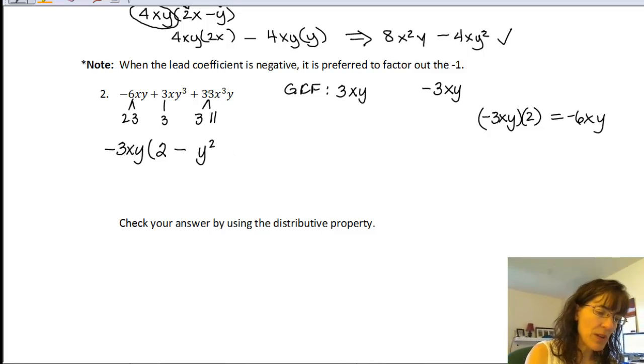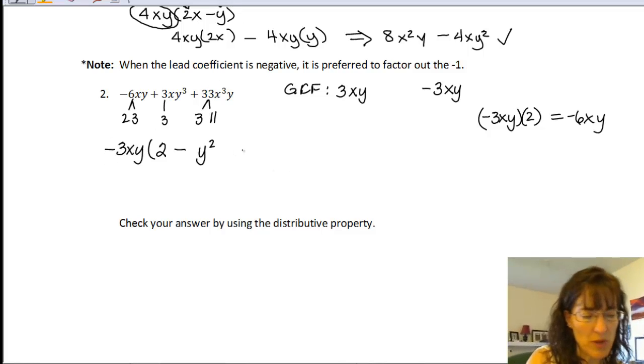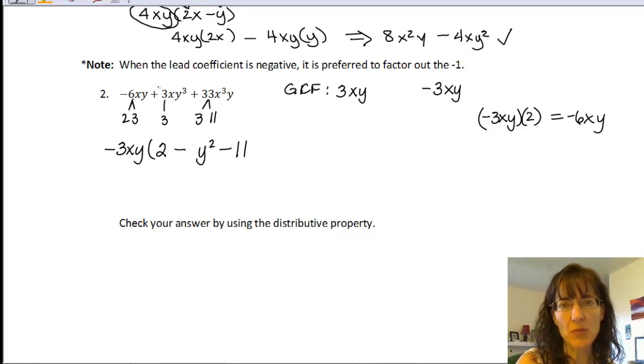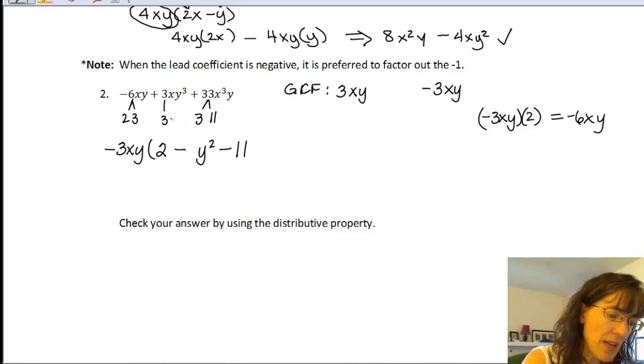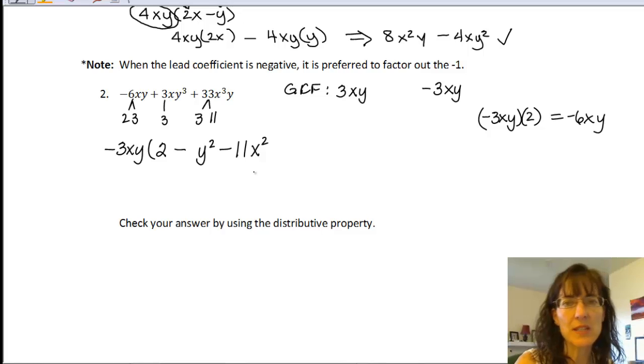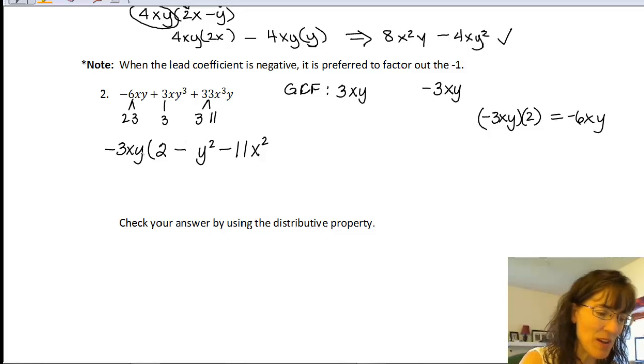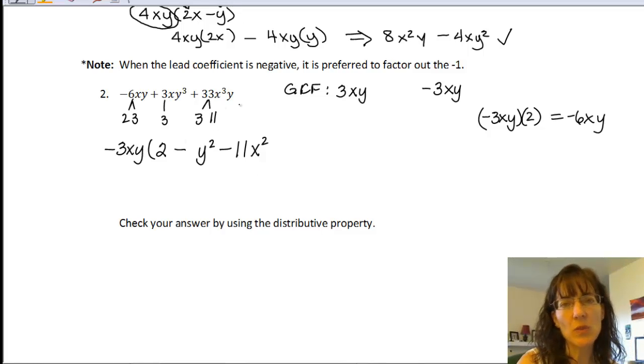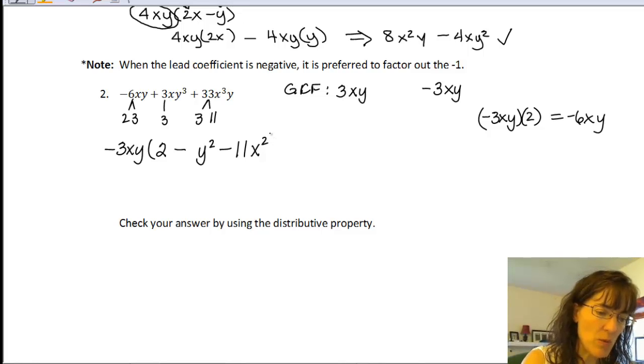And then negative 3 times what will give me 33. And it's going to have to be a negative 11 because negative times negative will give me positive. And then x times what is x cubed? Well, I'm missing 2 x's being multiplied there, so I'll put them on. And y times 1 will give me y, so I don't need anything for the y's.